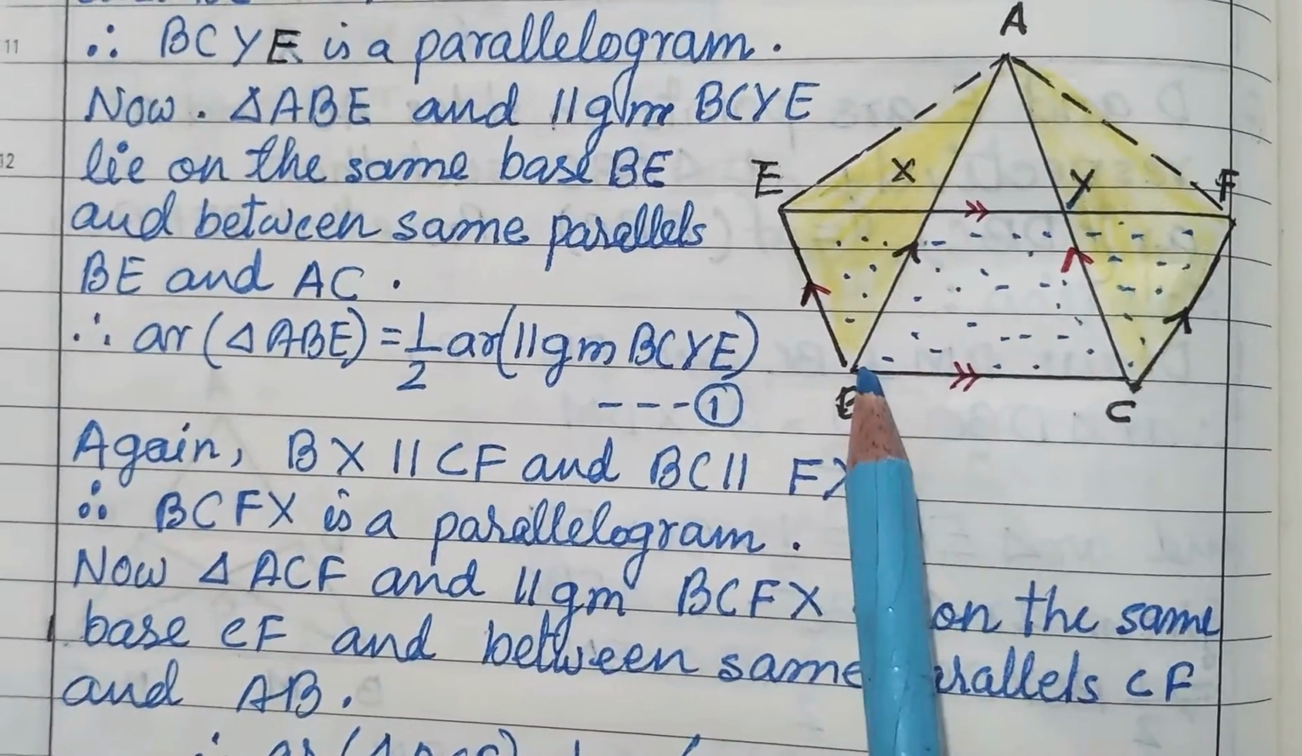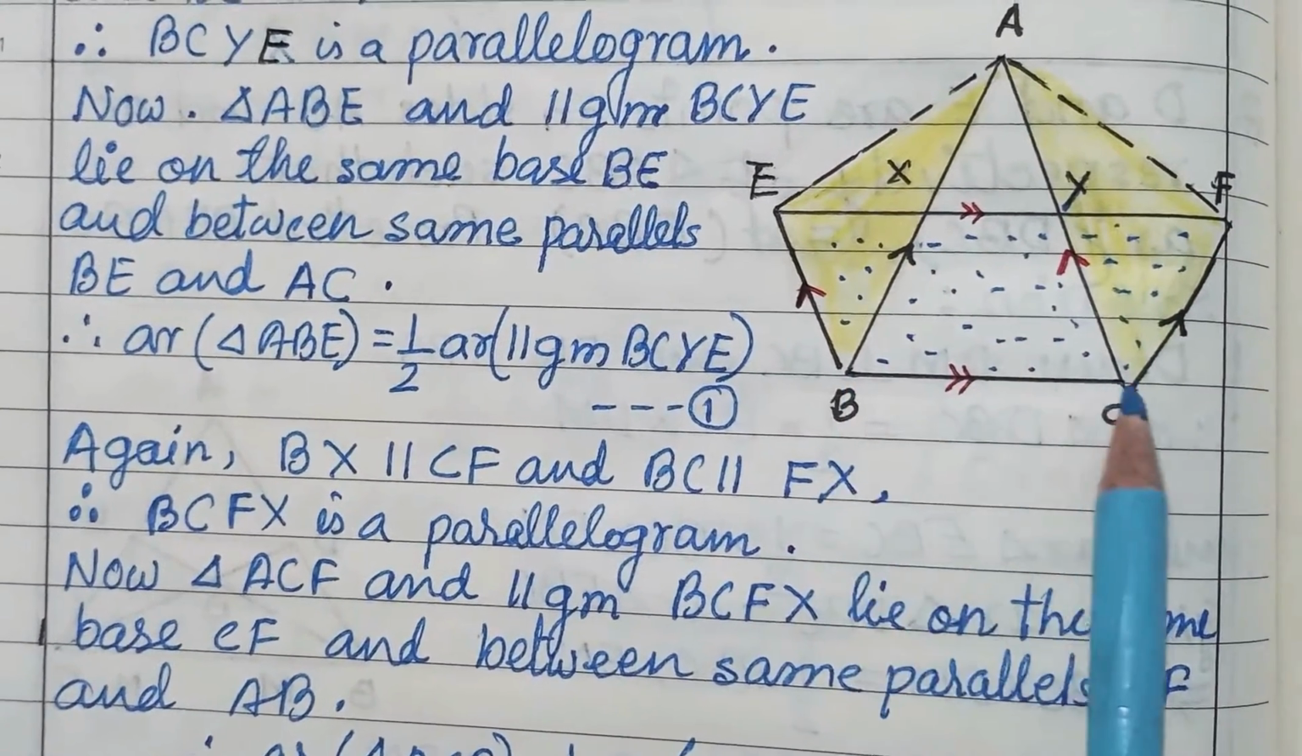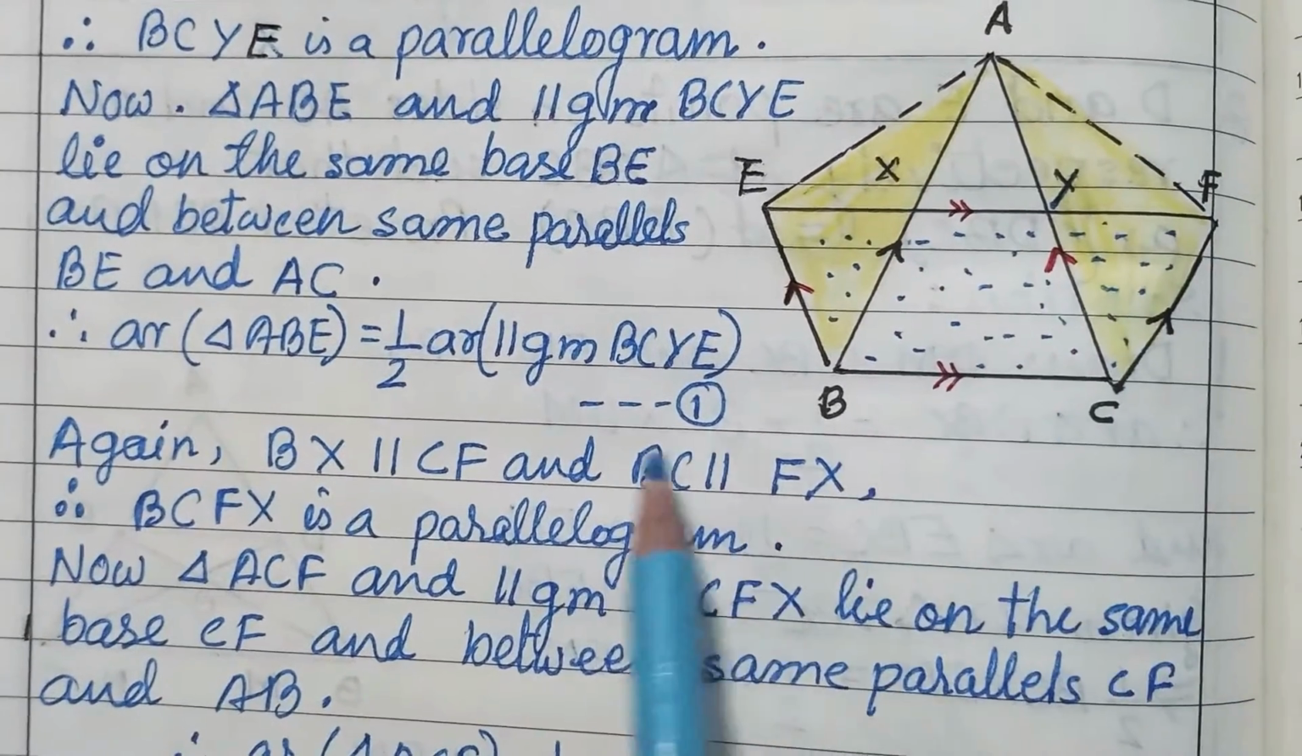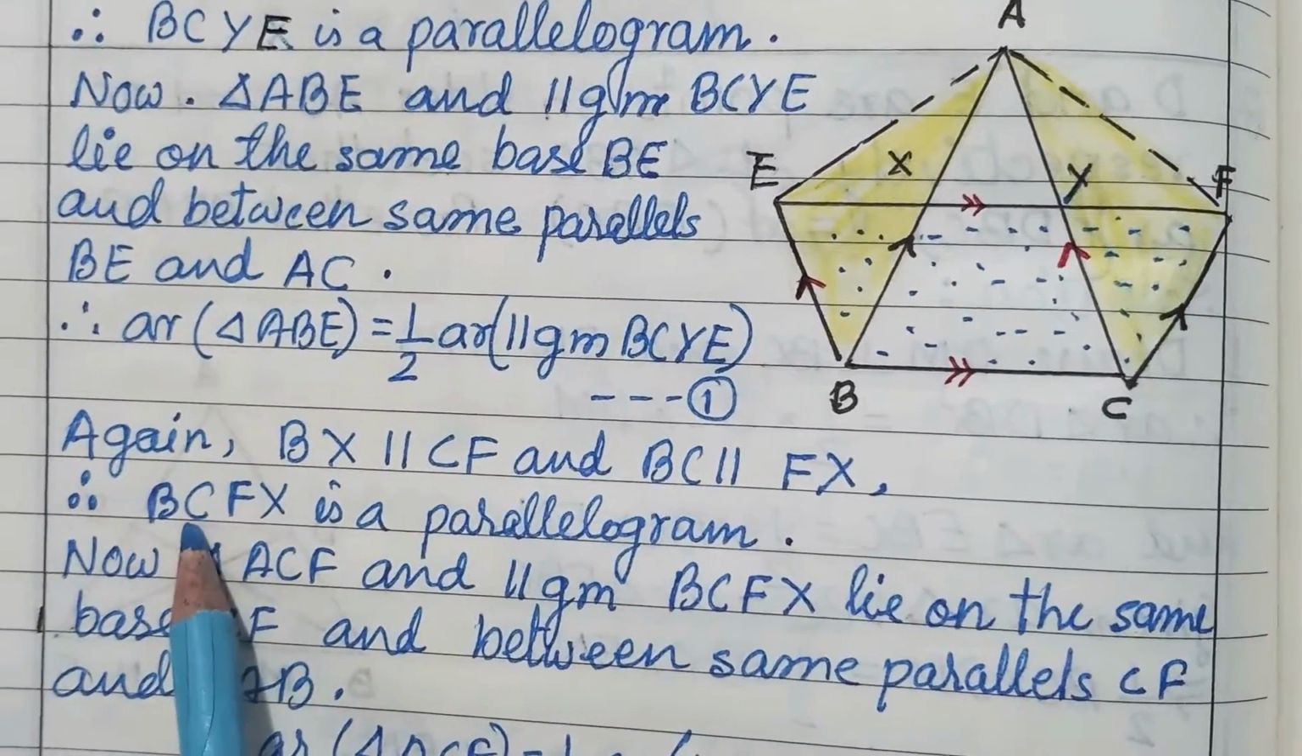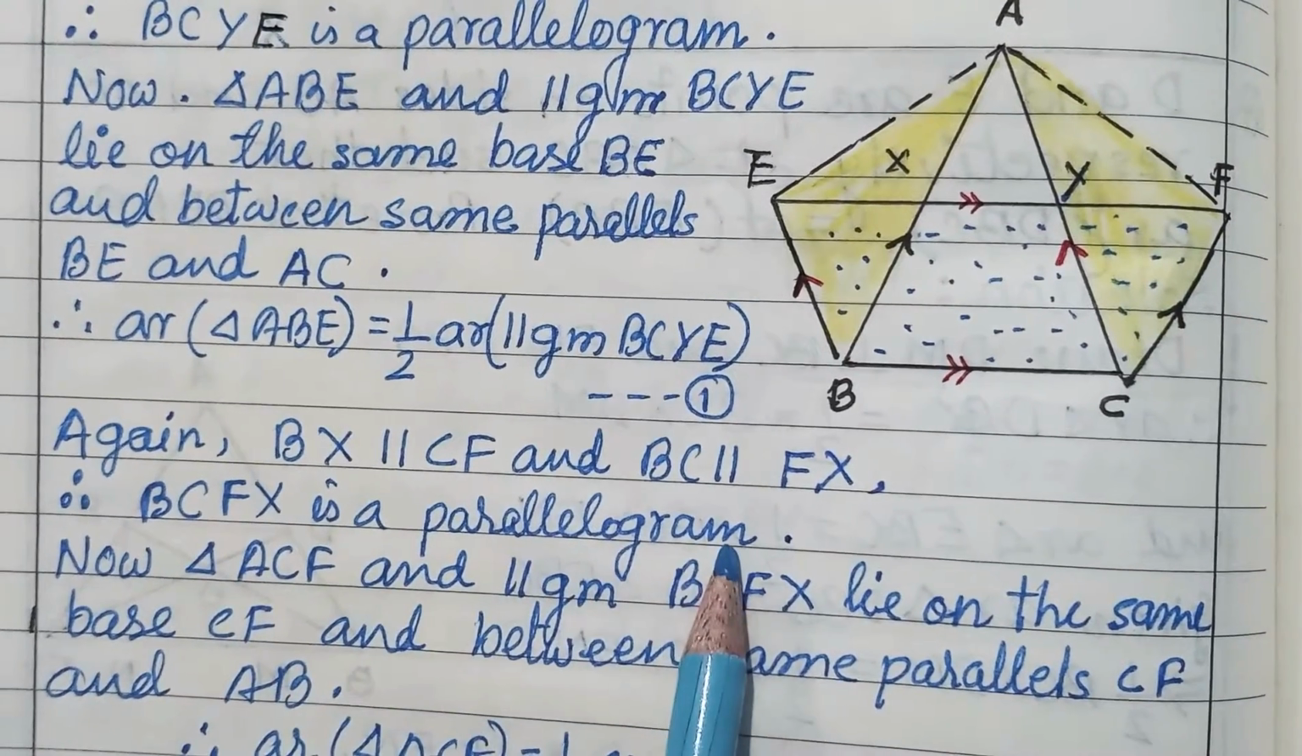Now next, again this side, BX is parallel to CF, and BC is parallel to XF. Therefore BCFX is a parallelogram.